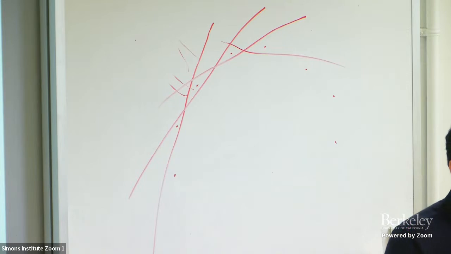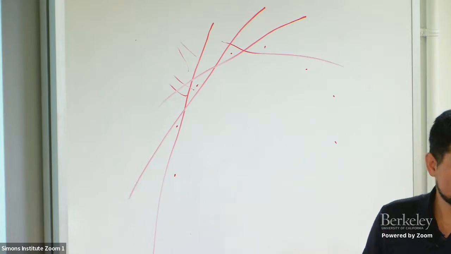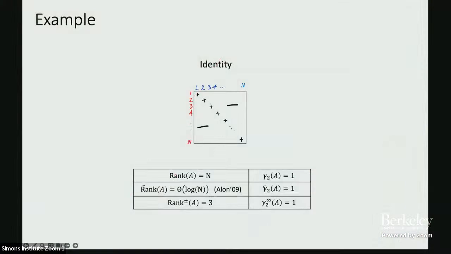Okay, so what is the gamma 2 norm of identity? I'm not going to waste too much time, so I'll just say it immediately. It's 1. So the gamma 2 norm is 1, and everybody else is smaller, so it's also 1. And also you have to be at least 1, right?